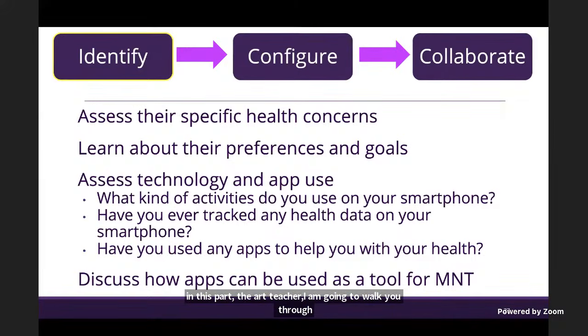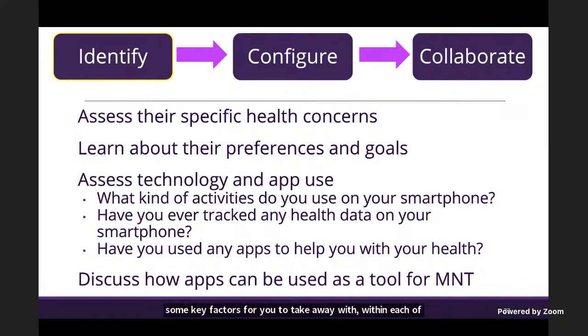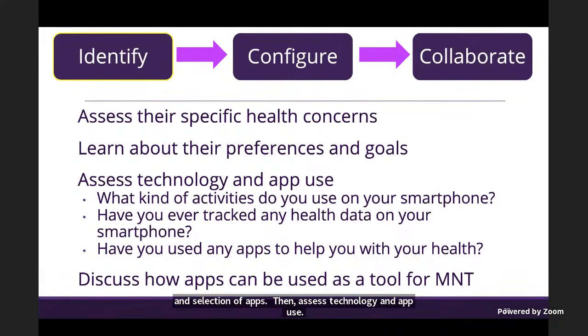So here we first need to understand the person's biggest challenges in meeting their health goals. For one person, it might be a desire to lose weight. For another, it might be remembering to take their medication, right? We know it's different for everyone. Then learn about their unique goals and preferences to help you individualize their care plan and selection of apps. Then assess technology and app use. Find out what activities they use on their smartphone. This can help you understand their comfort level with technology. Do they use Uber? Are they using apps for shopping or grocery delivery?